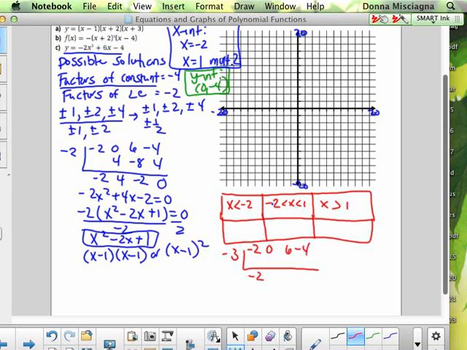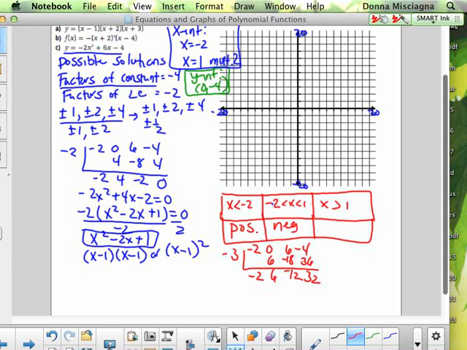So bring down the negative 2. Negative 2 times negative 3 is 6. Add, I get 6. 6 times negative 3 is negative 18. Add, we get negative 12. Negative 3 times negative 12 is a positive 36, so that's going to be a positive 32. So we are positive here. We already know one of the values. We know the y-intercept. So we know this is negative because our y-intercept is negative 4.